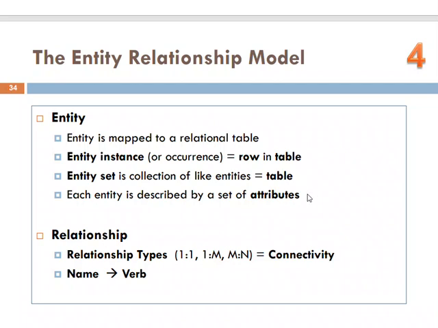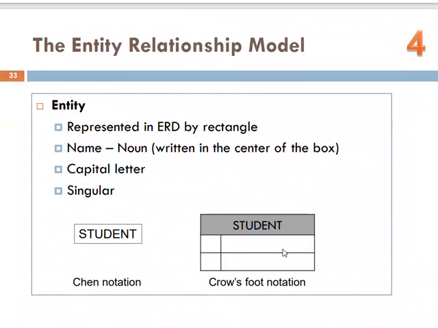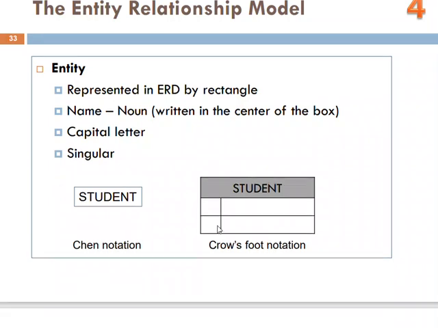So, entity is mapped to a relational table. Okay, kalau contoh kita ada table tentang customer, ada table tentang agent. So, kita akan tulis dalam dia punya kotak ni. Kalau table tu tentang customer, tulis customer lah. Kalau table dalam database kita tu agent, agent lah.